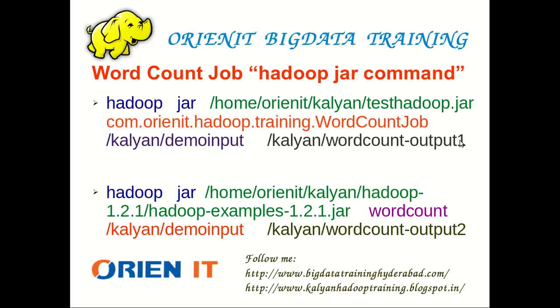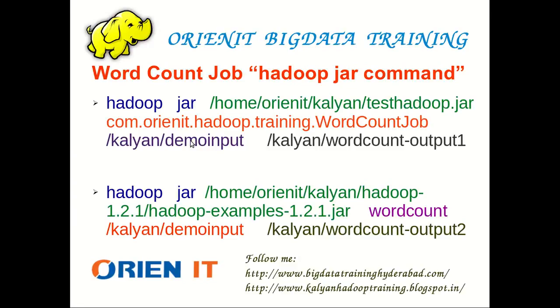Make sure that the input must exist because we are going to read the file. The output should not exist because Hadoop doesn't allow multiple writes. If the output already exists, it will throw an error saying the output already exists. So this is the case if you are going with your custom jar preparation.